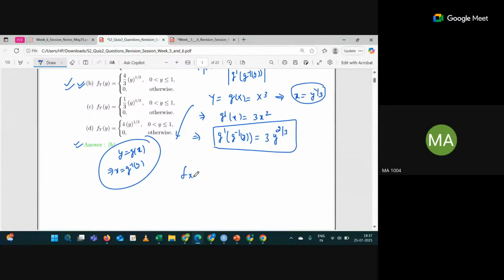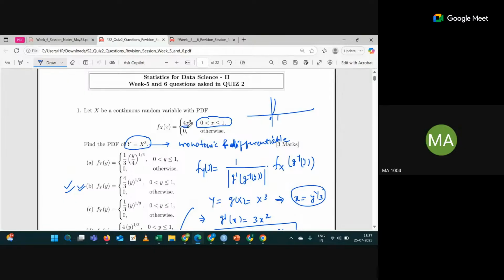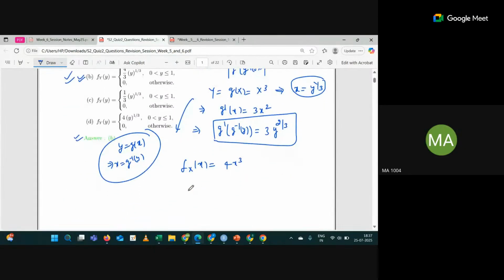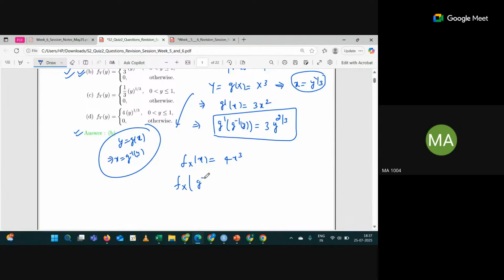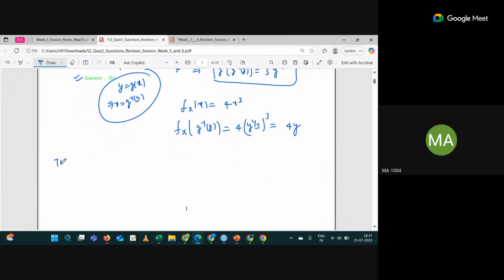And what is the fX of x from the question? This is 4x cube, right? What will be the fX of g inverse y? It will be 4 into y raised to power 1 by 3, whole cubed. This will be 4y. Yes or no? Now I can apply the theorem directly. So fY of y is nothing but 1 upon the absolute value of g dash of g inverse y, into f of g inverse y.